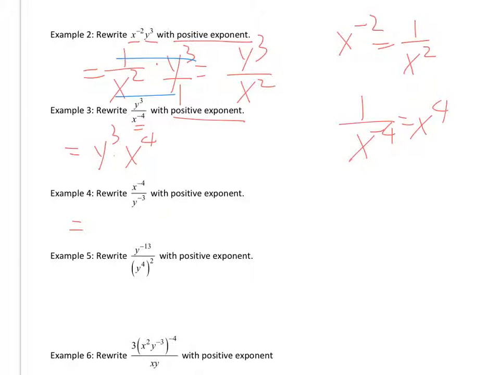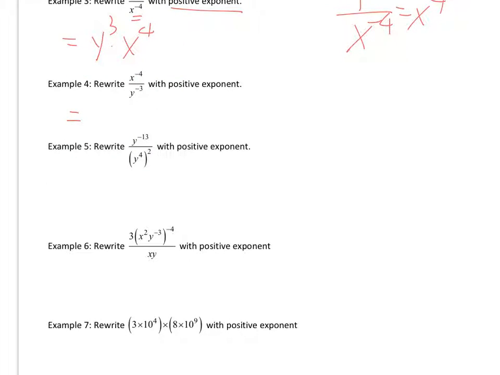The next one, you get negative on both. So what if I have negative on both? The quickest way to look at this is about switching. So what if I have an x to the negative 1 over y to the negative 1? Then it's about switching sides. That's going to be y over x. So that's going to be y to the third over x to the fourth.